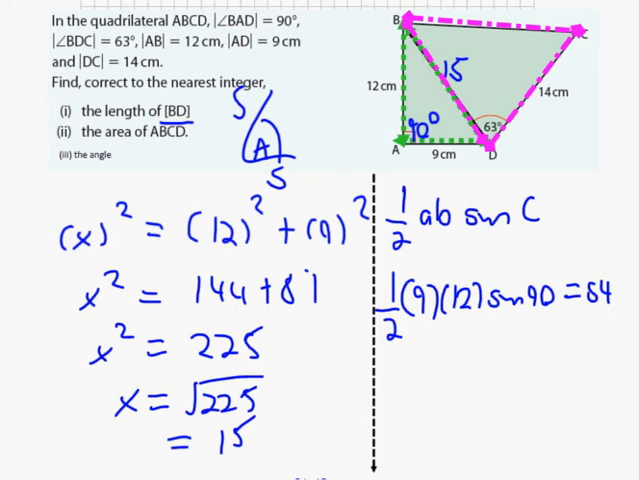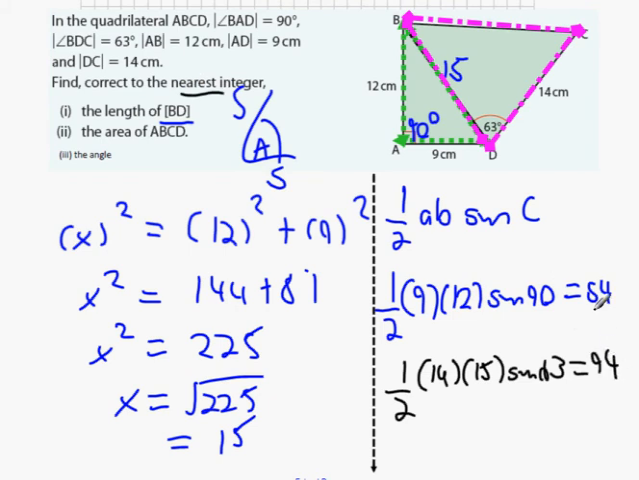Okay, what about this triangle I'm now colouring in pink? Any idea about that one? A half, 14 times 15, then what else? Sine 63. See the sine 63 in the middle? And what do we get when we do the two of them together? Half 14 times 15 sine 63 is 93.something, and it wants it to the nearest integer, so 94.